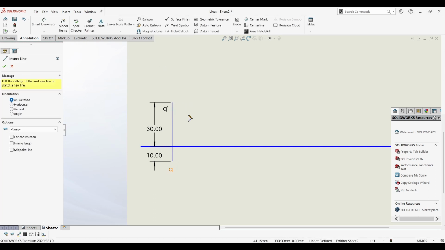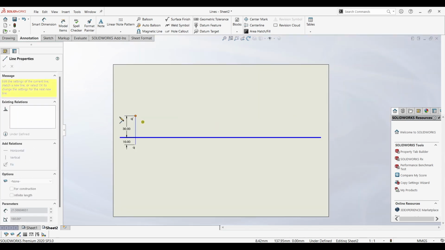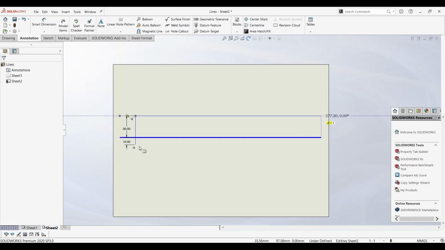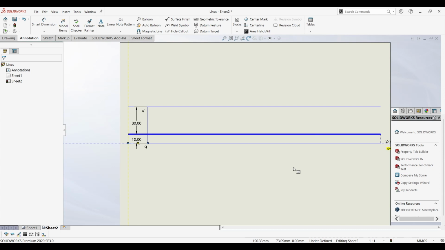Now we need to draw a line parallel to the XY plane. So we go ahead here and here. We have drawn a parallel line up, and we'll do the same thing down below. We go till here and till here. Once this is done, we'll go ahead with the question.